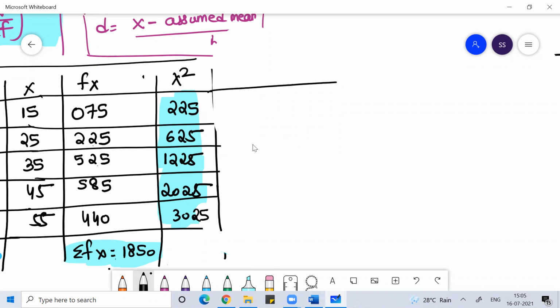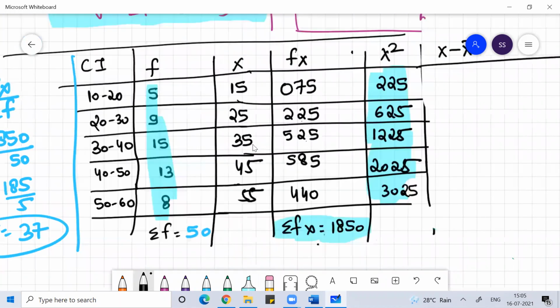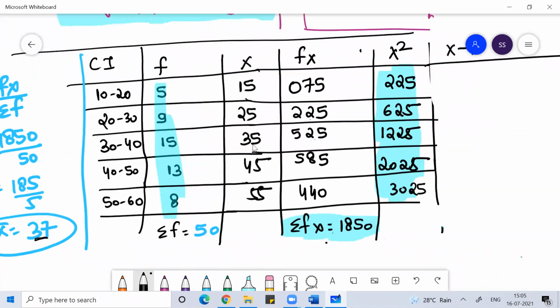3025. Although x square is not required, I'll find x minus x bar. X bar is 37. So 15 minus 37. What is 15 minus 37? I think that will get minus 22. So you will get minus 22.